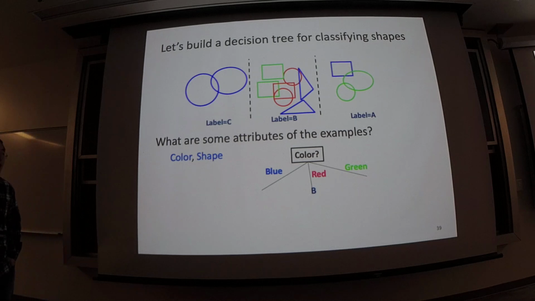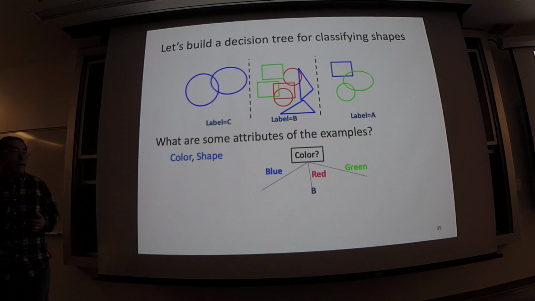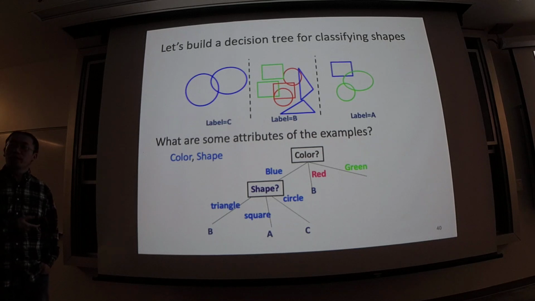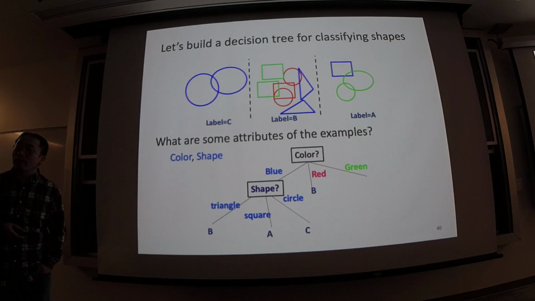And next, let us look at the blue shapes and the green shapes, right? For blue shapes, all the blue shapes actually have 3 labels, right? A and B and C. So of course we can also stop, and we need to continue to partition the blue shapes according to their shape attributes, right? So we have 3 possible shapes: triangle, square, and circle, right?